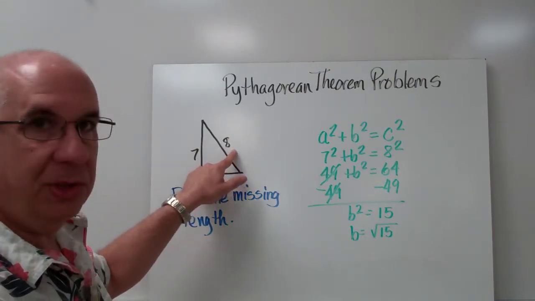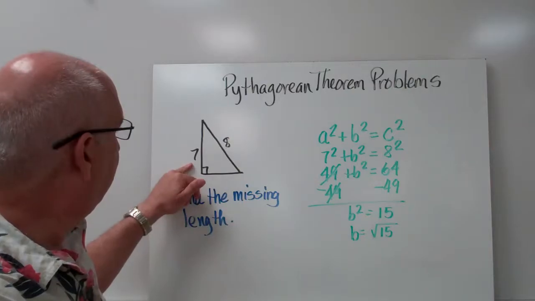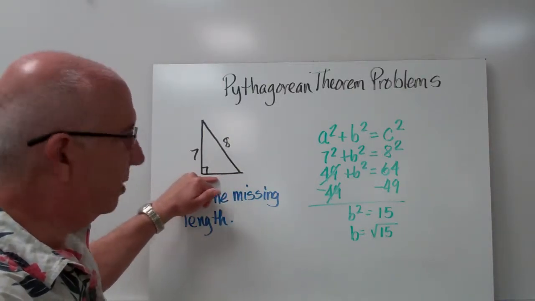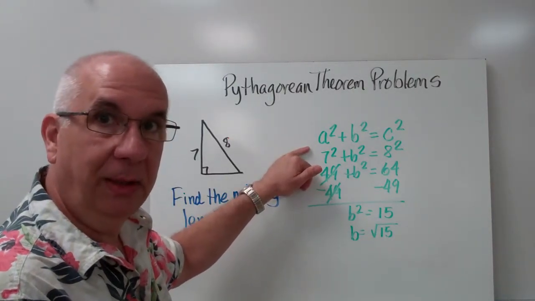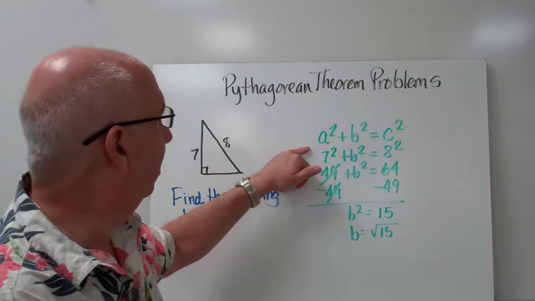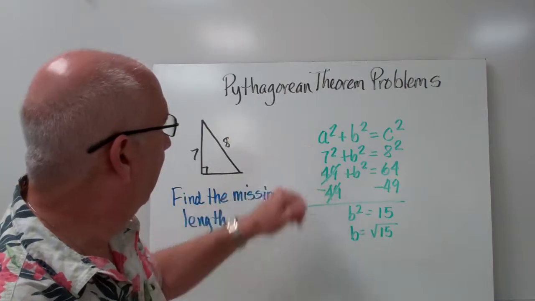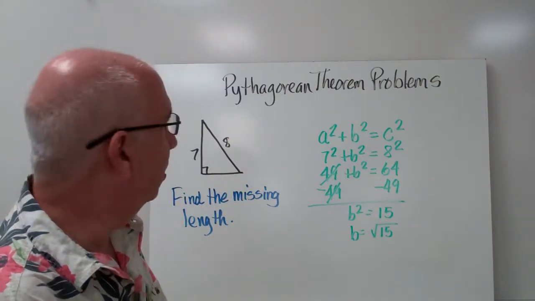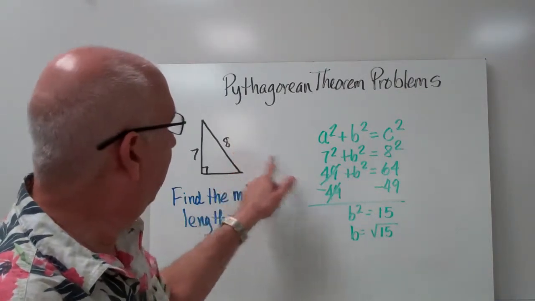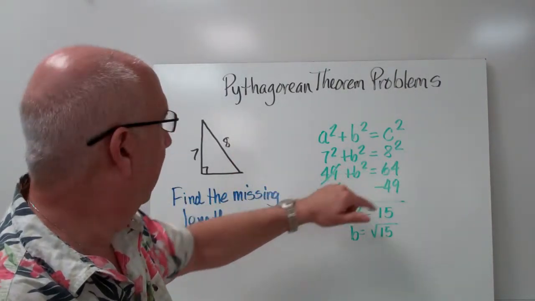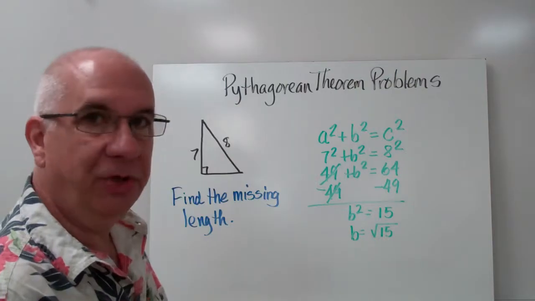We know the hypotenuse is 8, and one of the legs is 7. We're looking for this missing leg. We substitute in the Pythagorean Theorem: a squared plus b squared is equal to c squared. I place the hypotenuse first, so I have less chance of making an error. The hypotenuse is 8, that's c, and then the two legs are interchangeable.